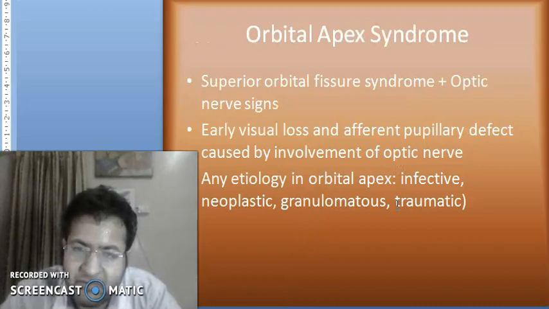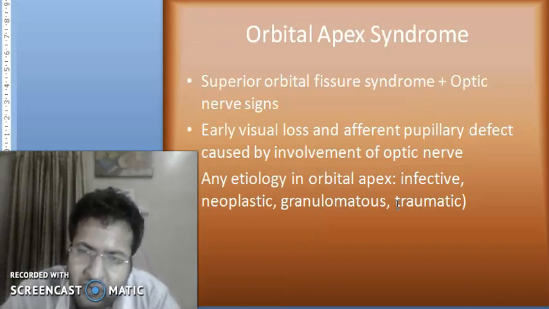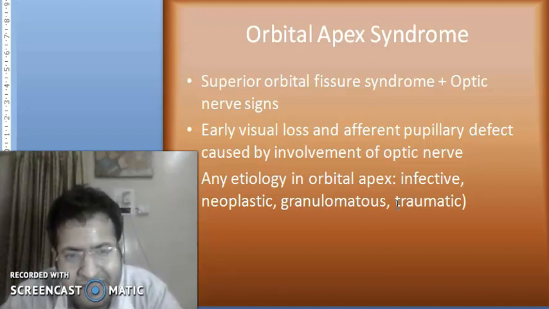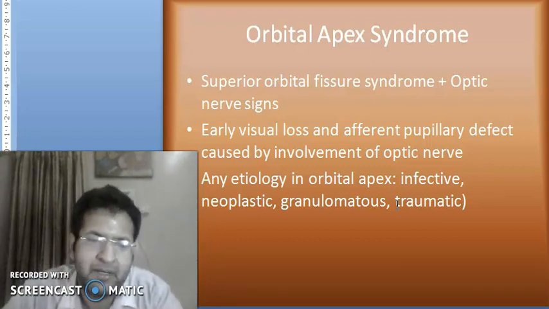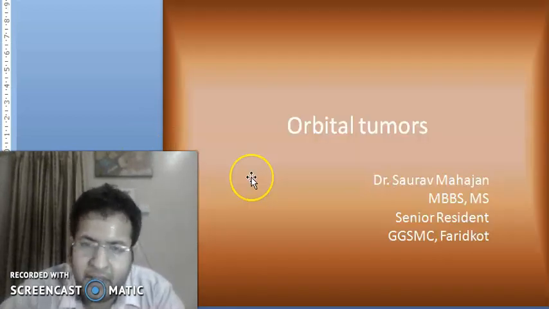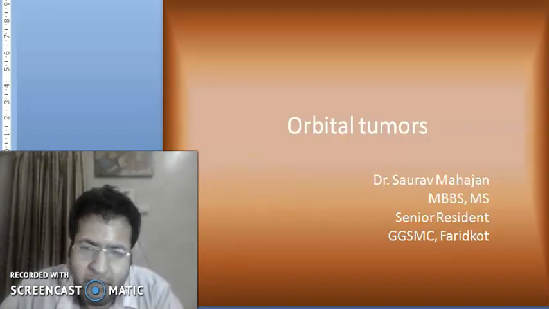What is the difference between orbital apex syndrome and superior orbital fissure syndrome? The orbital apex syndrome is the superior orbital fissure syndrome plus the optic nerve signs. There is early visual loss and afferent pupillary defect caused by involvement of the optic nerve. Any etiology in the orbital apex, whether infective, neoplastic, granulomatous or traumatic, will lead to orbital apex syndrome. Okay. In the next video, we will study orbital tumors.